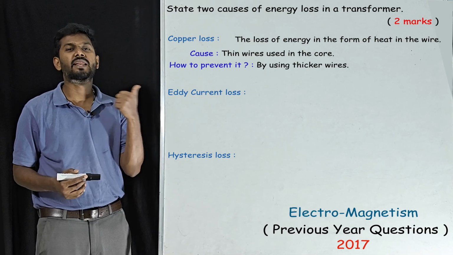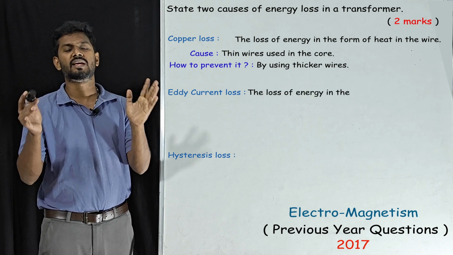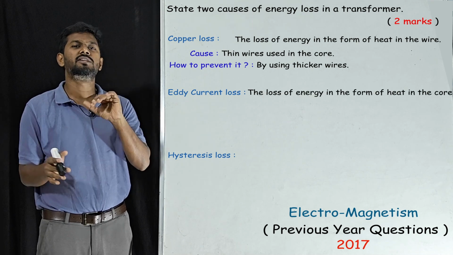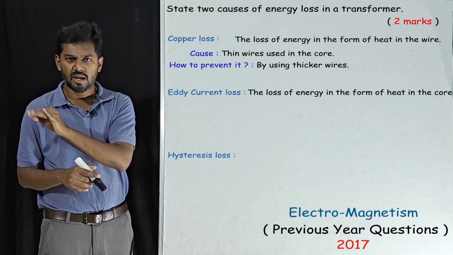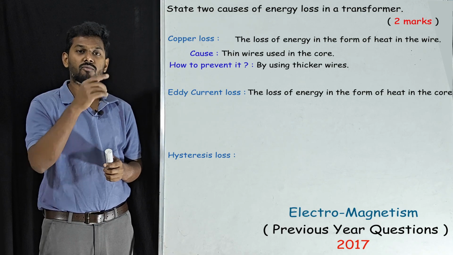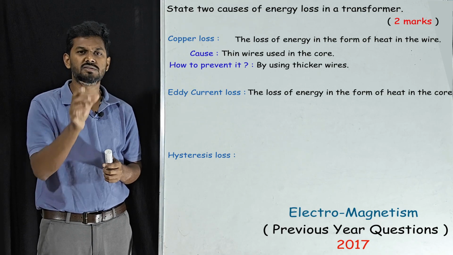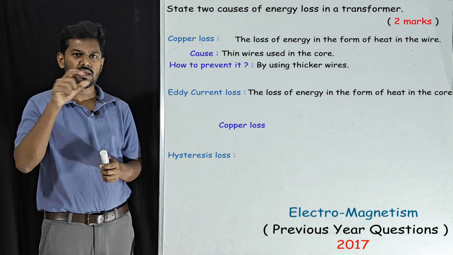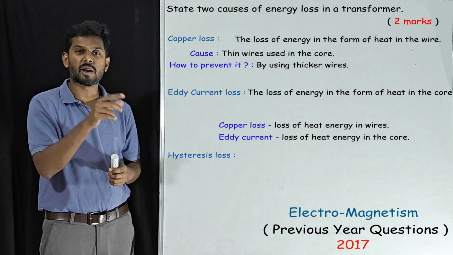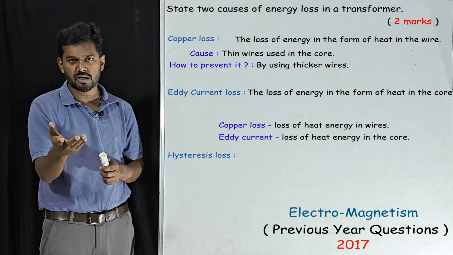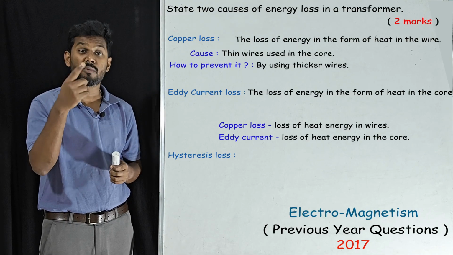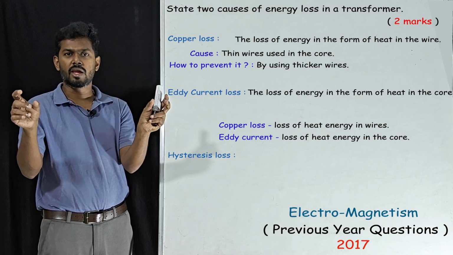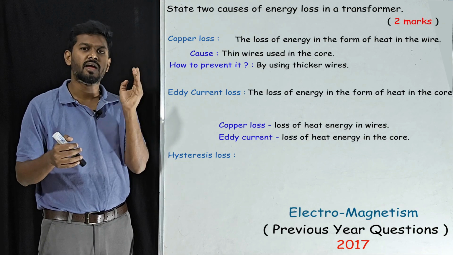Now we'll go for eddy current. So first, what is eddy current? The current inside the primary and secondary coil is called eddy current. Now why do we call it a loss? Because we have to talk about primary and secondary. In primary and secondary we have currents, and since primary and secondary are made up of conductor, there will be a loss of energy in the form of heat. This is the cause of eddy current.